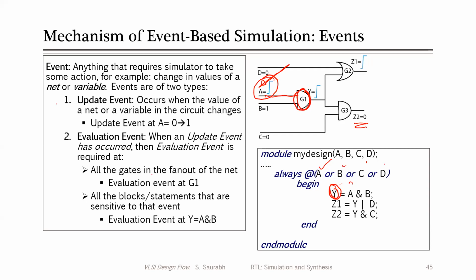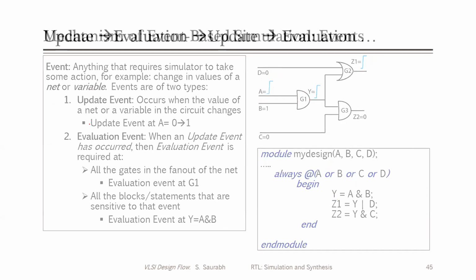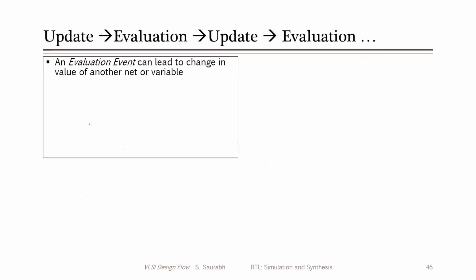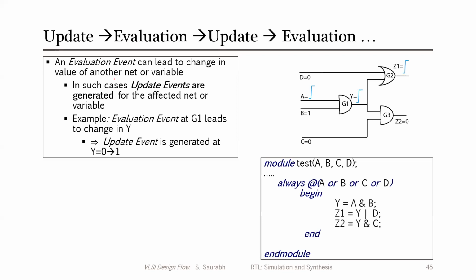So there are two types of event. One is the update event, the other is the evaluation event. Now, how does the simulation progress? An evaluation event can lead to a change in the value of a net or variable, and in such cases, update events are generated for the affected net or variable. So if we take this circuit, we said that when A changes, there was an update. Suppose this is what we have written in our test bench: D is equal to 0, A is rising from 0 to 1 after some time, B is equal to 1, and C is equal to 0. We have given this as a test vector in our test bench.